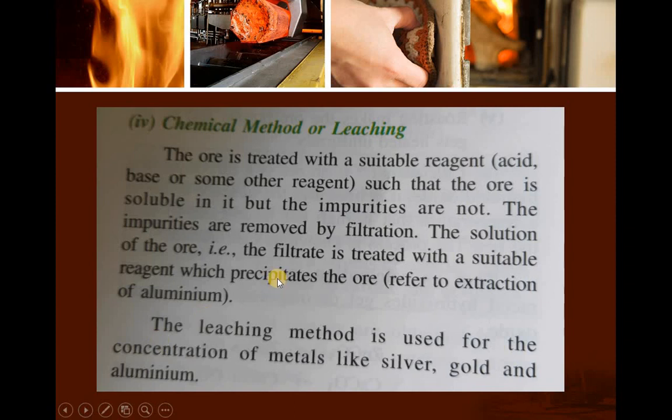Then you have the chemical method or leaching. In this the ore is treated with a suitable agent like acid, base or any other agent, so that the ore is soluble in it but the impurities are not. Then the impurities are removed by filtration. The solution of the ore, that is the filtrate, will then be treated with a suitable reagent which will precipitate the ore. We will be discussing this in detail in the extraction of aluminium. The leaching method is generally used for concentration of metals like silver, gold as well as aluminium.